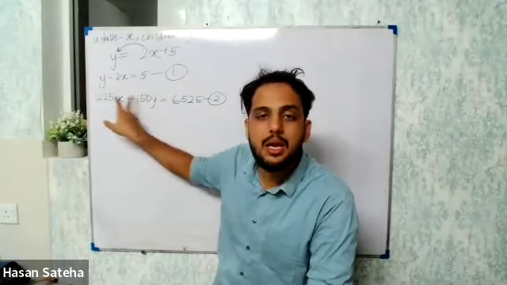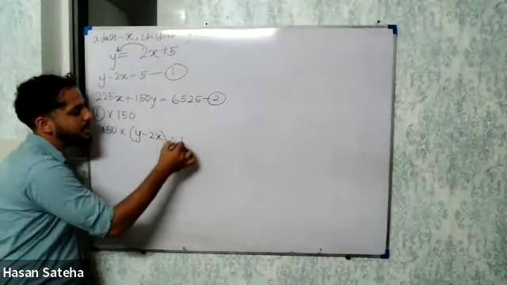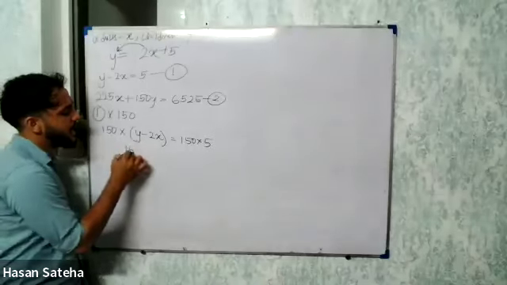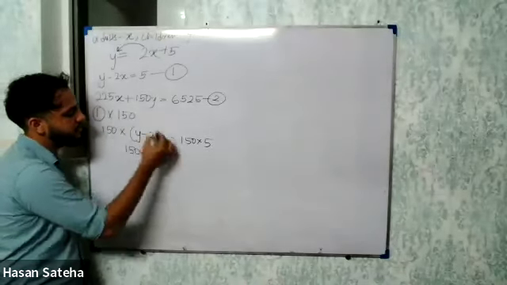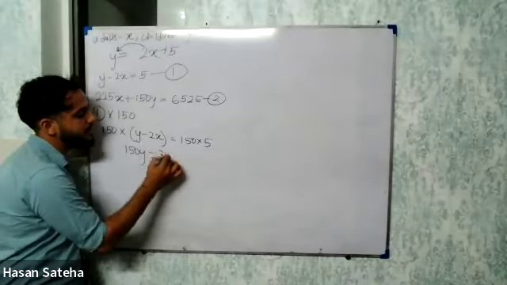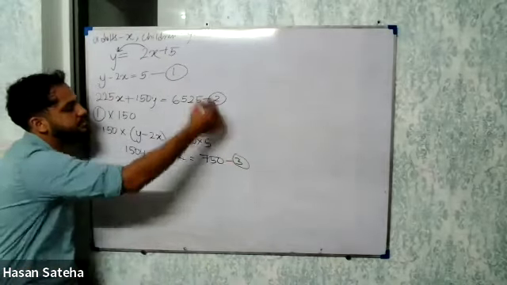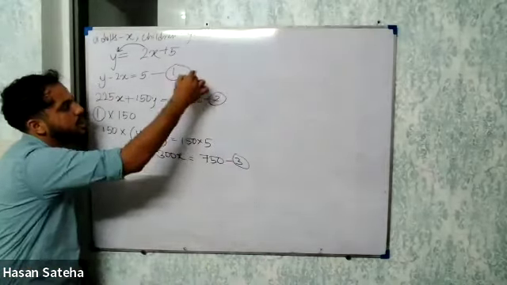So 150 into y minus 2x. You multiply both left and right. Open the bracket. 150y, 150 into minus 2x is minus 300x. That is equal to 5 into 150. That is 750. Now that is, let's say, your third equation. You have converted the first to the third one. Now you don't need the first equation.